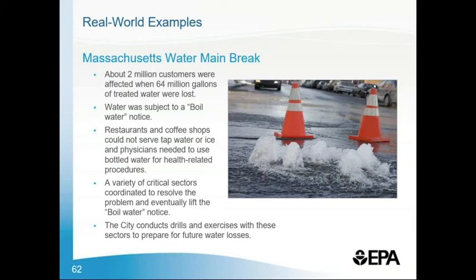And a variety of critical sectors coordinated since the water main break to resolve the problem and eventually lift this boil water notice. Now you can learn much more about this real-world example and how it could have been modified throughout the reaction process. And they have learned so much from this that they have become a resilient community for any future water losses. Since then, the city conducts drills and exercises with those sectors to prepare for future water losses, so that should they experience a water main break of that extent, it's very concise and the interdependencies know how to react.